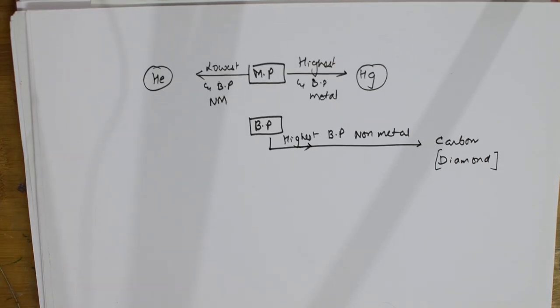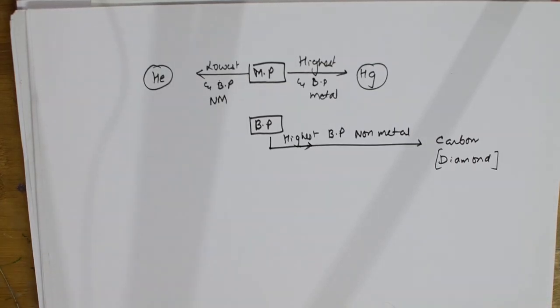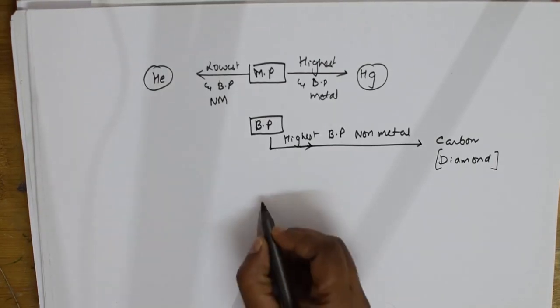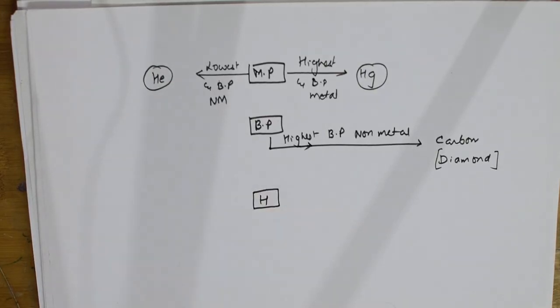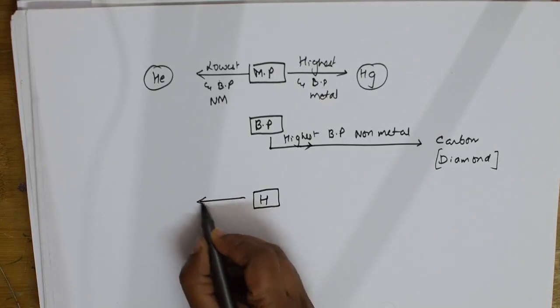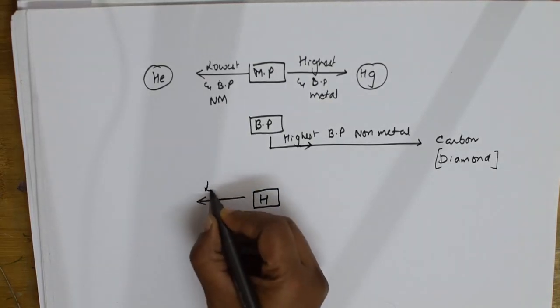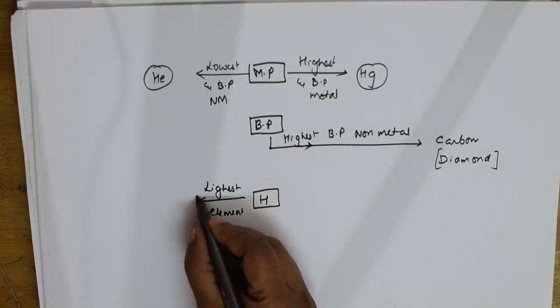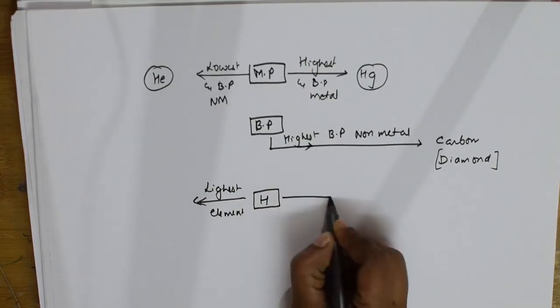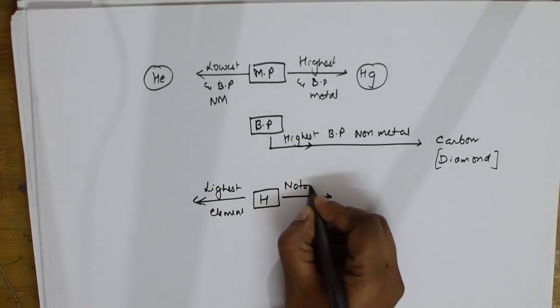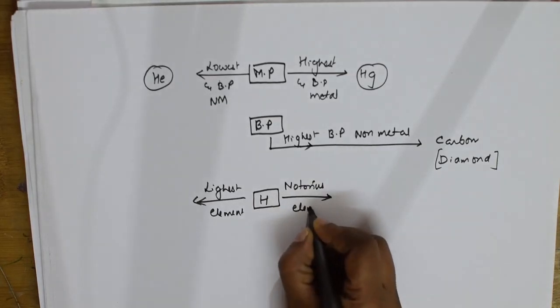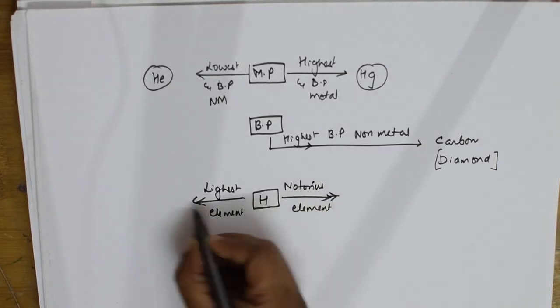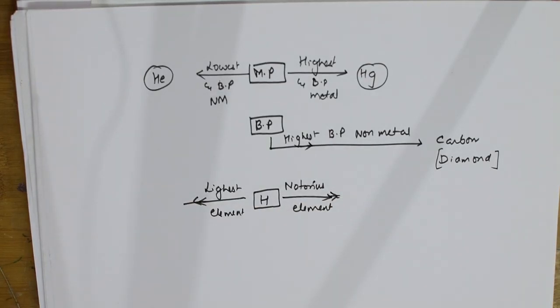Now let's come back to the next category. If I have to take hydrogen as an element, what are the different names given to this? In the periodic table, hydrogen is the lightest element. This is also called the notorious element, remember. When they ask you in the question, you can answer both ways: lightest is hydrogen, notorious element also is hydrogen.